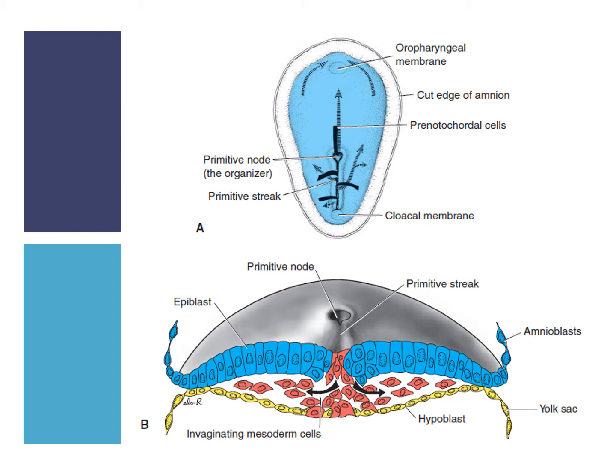In the meantime, some of the migratory cells will move in between the future endoderm and the epiblast and will remain there. That would be the future mesoderm that is shown in red in this figure. On the other hand, some of the cells will remain in the epiblast, and these will become the future ectodermal cells.